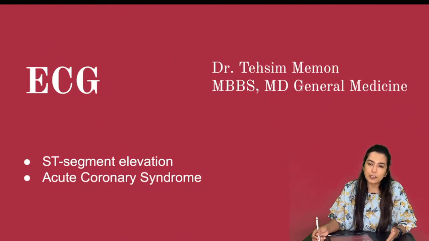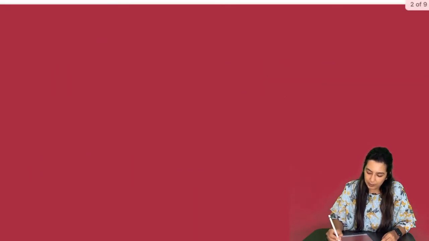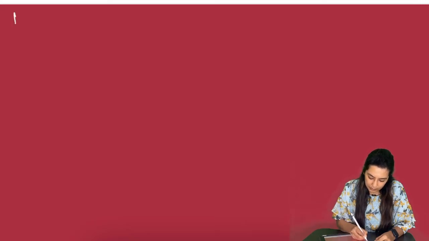So today we are going to continue the ECG lesson. Today we are going to discuss ST segment elevation and acute coronary syndrome. So ST segment elevation. The ST segment is normally isoelectric, as I have discussed already in my previous videos. So what are the causes of ST elevation on ECG?